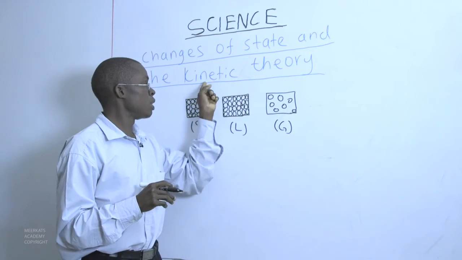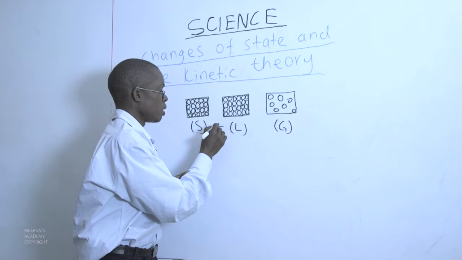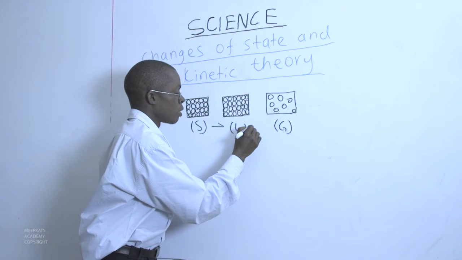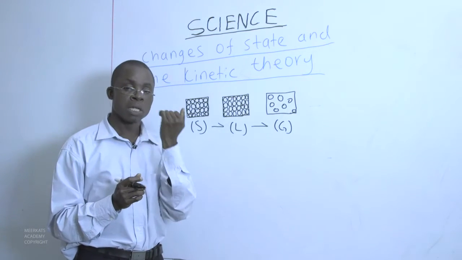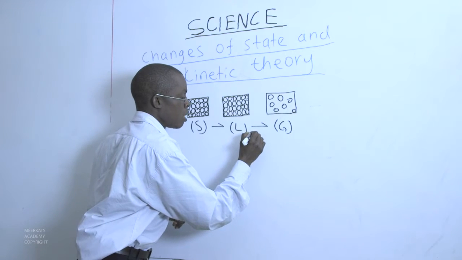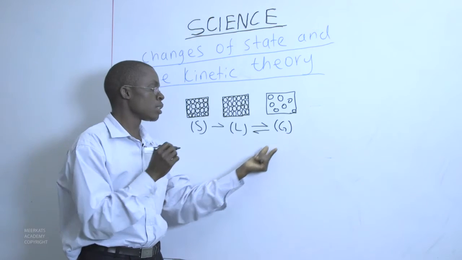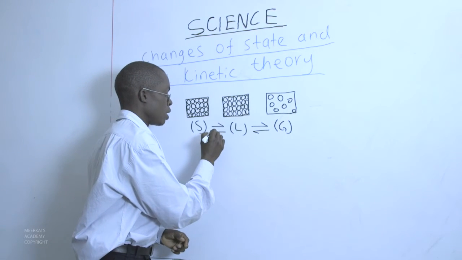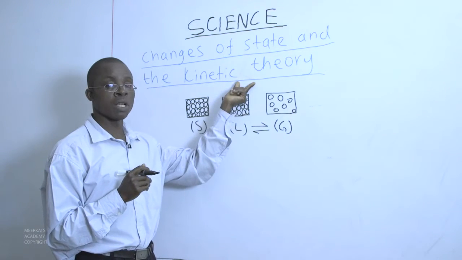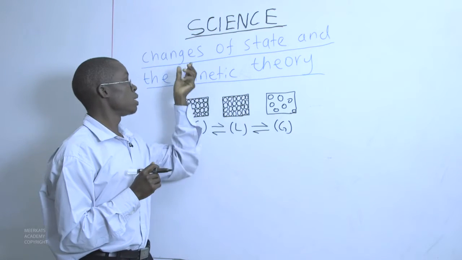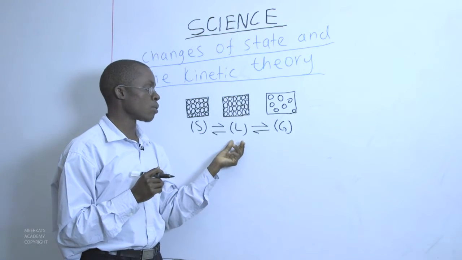Let's fuse this kinetic theory into how we change from solid to liquid or liquid to gas. And after this, I will give you an assignment: explain, using the kinetic theory, how you can change from gas to liquid or liquid to gas. Let's try to explain how the kinetic theory comes in when changing states from solid to liquid, liquid to gas.